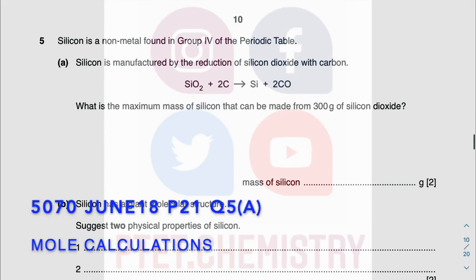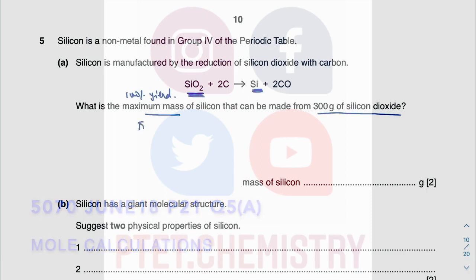Number 5. This is more calculation. You want to get 300 gram of SiO2, and you want to know the maximum mass, so that is 100% yield. Only 100% yield will give you the maximum mass. From the equation, I don't actually need to write that. The mole of silicon over the mole of SiO2 is equal to 1 over 1. I hope you can see it is 1 mole to 1 mole.